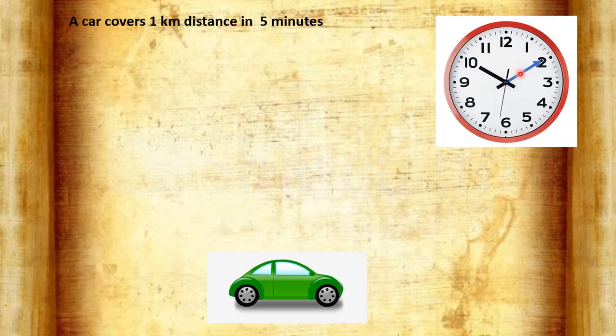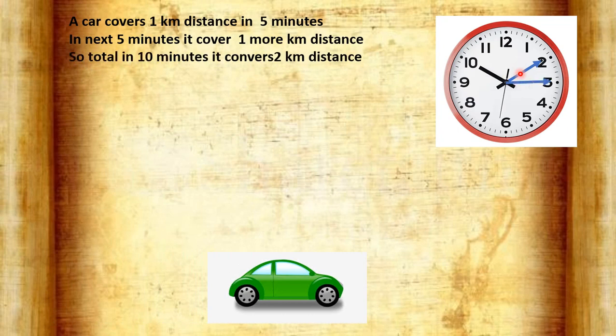So, let us understand what is the meaning of direct proportion. For example, let's say a car covers a distance of 1 kilometer in 5 minutes. Again, in the next 5 minutes, it covers 1 more kilometer. Now, again in the next 5 minutes, that means in 10 minutes, it covers 2 kilometers.